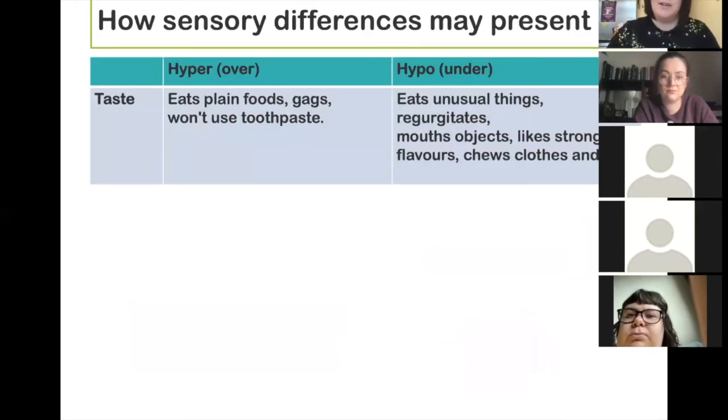So what we're now going to do is look at each of those 8 senses and how it might present if you're over, which is hyper, or under sensitive. So it might be that you read some examples of some of the people that you're supporting, and it could be actually, yeah, that is why they do what they're doing.